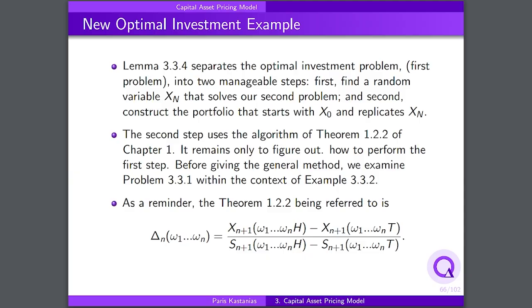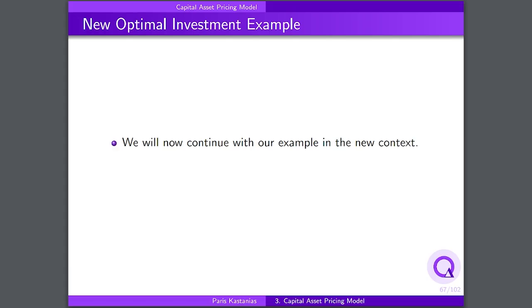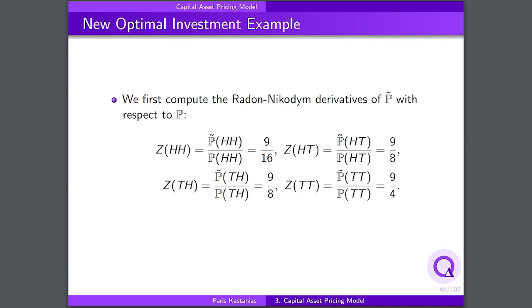So the lemma separates the optimal investment problem into 2 steps. First, we find a random variable xn that solves the second problem, and secondly, we construct the portfolio that starts with x0 and replicates xn. So the second step of the algorithm uses a theorem from chapter 1, which is this one down here. Okay? So just assume that formula too. So we'll continue with the example in the new context.